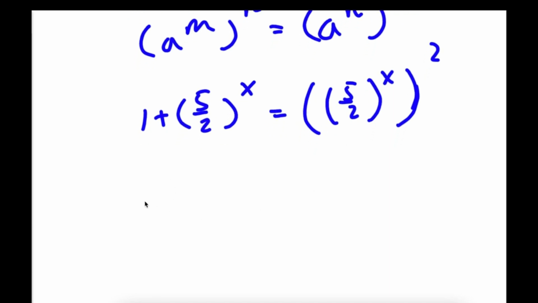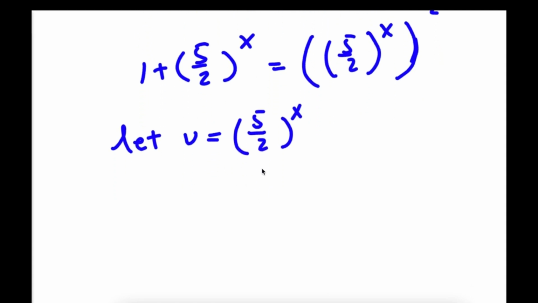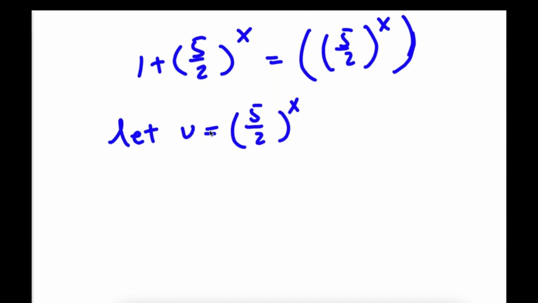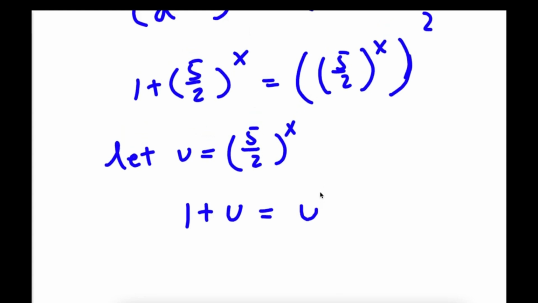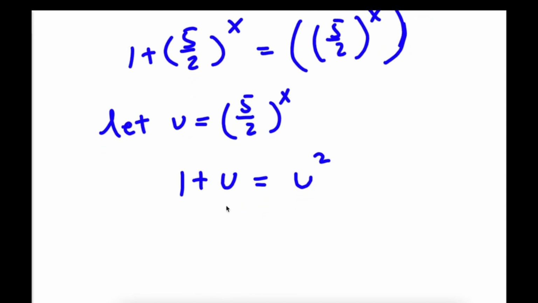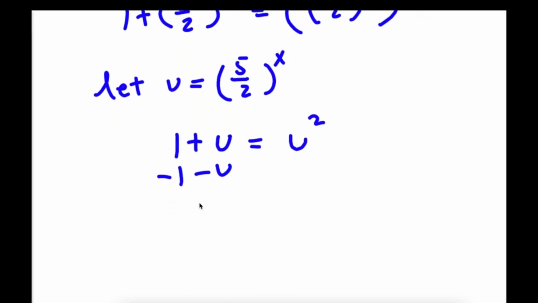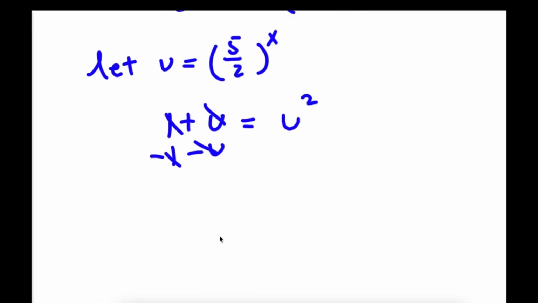So now what I'm going to do is let the variable u equal (5/2)^x. If I substitute u for (5/2)^x, I get 1 plus u is equal to u squared. Now I can subtract u and 1 on both sides, so these cancel out, and I would have u squared minus u minus 1 is equal to 0.